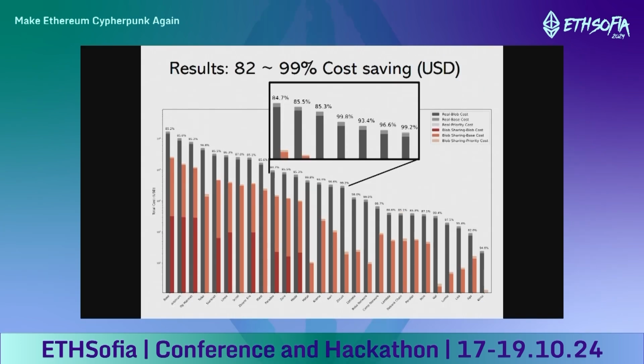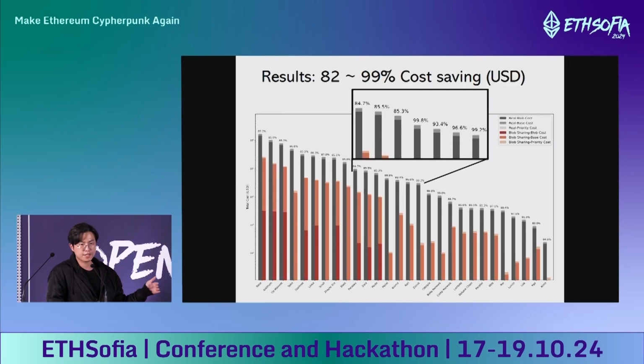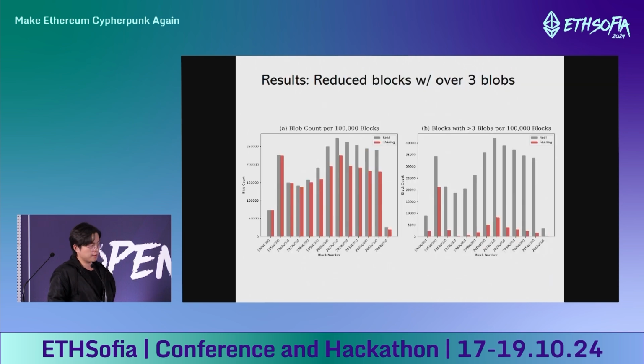For me, this result was very interesting because not only small rollups, all the rollups got 82 to 99 percent cost saving in USD. So the question is why all the rollups got this dramatic cost saving. The thing was the blob base fee. The black part is the cost the rollups spend on blob base fees. But as you see, for many rollups, the red part disappeared. Then why? It's because of the number of blobs.